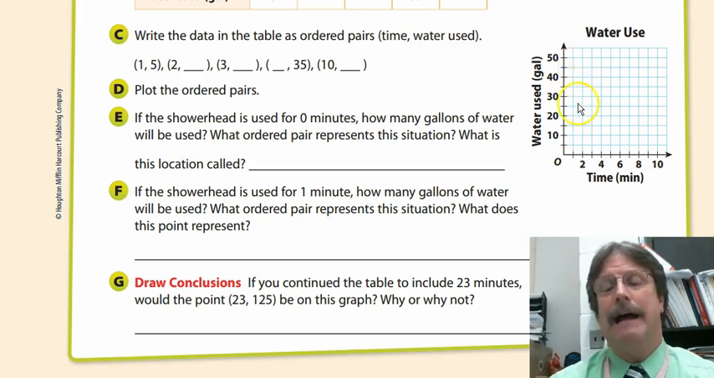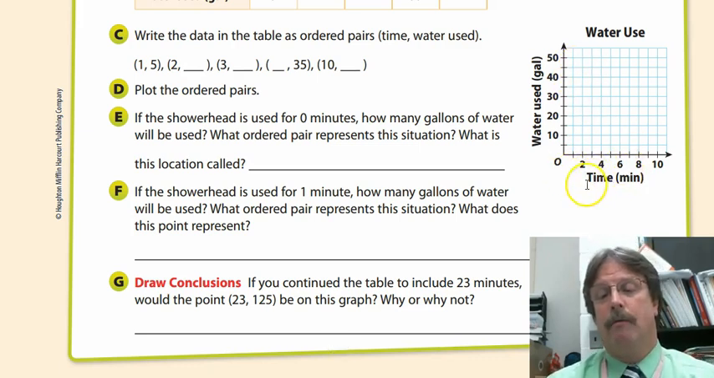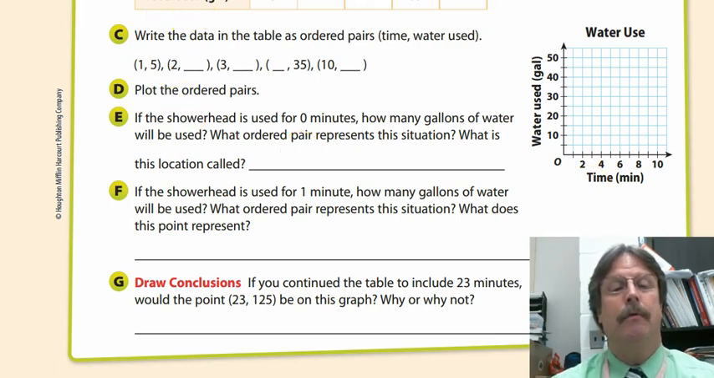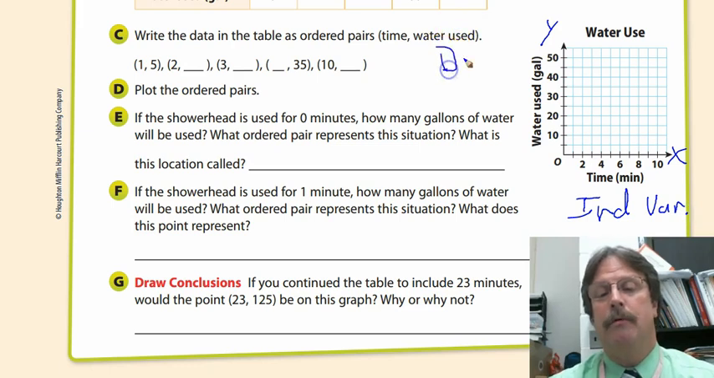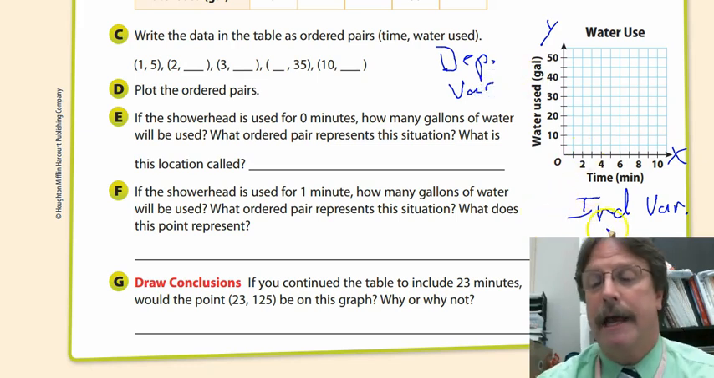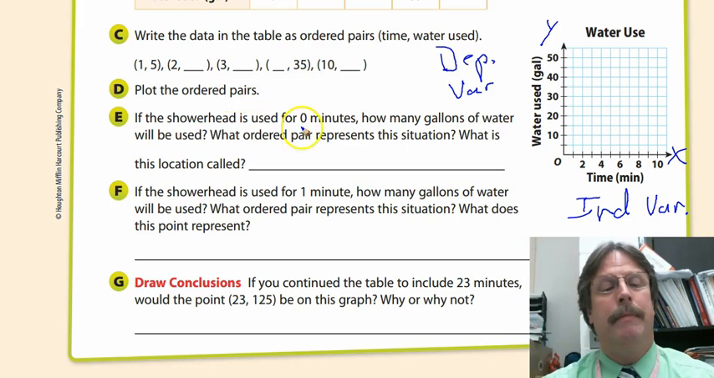They've given us a graph already set up where they have the time. Remember, time is the independent variable, so the independent variable goes in the x-axis. This is the y. The independent variable always goes in the x-axis, and the dependent variable goes in the y-axis. You're going to have to figure out a scale on how to set that up, and you do it based on your data.